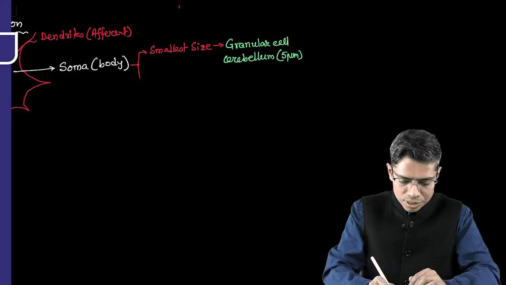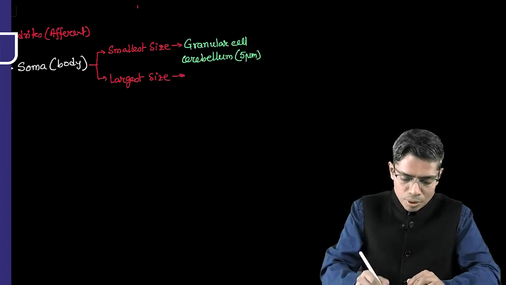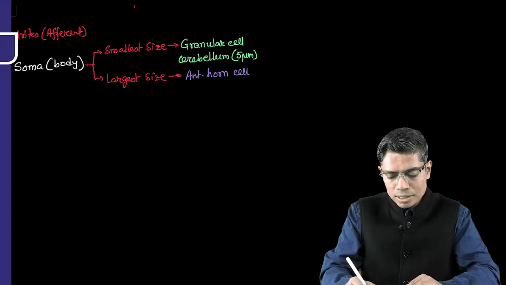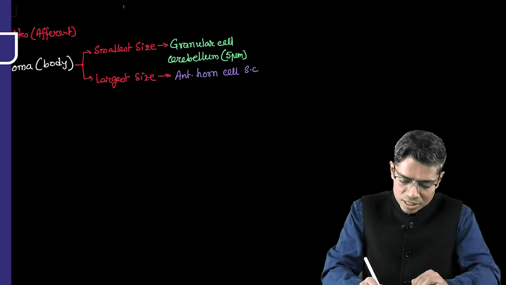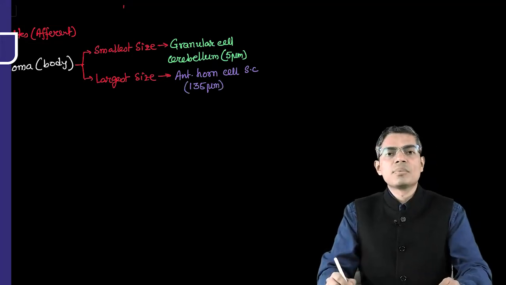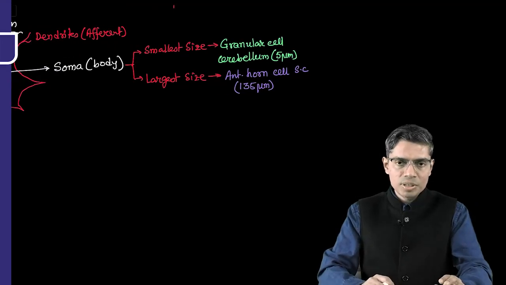So the obvious question is the largest size cell body. The largest size cell body is present in the neurons of the anterior horn cell of spinal cord. Their cell body size is approximately 135 micrometers. Very large, the largest size cell body of a neuron in our body. Right? So these two pieces of information are important for MCQ.